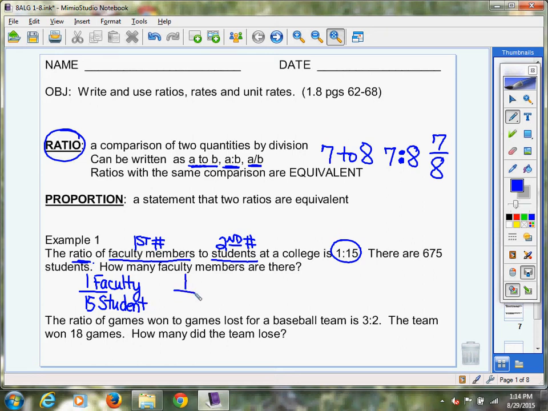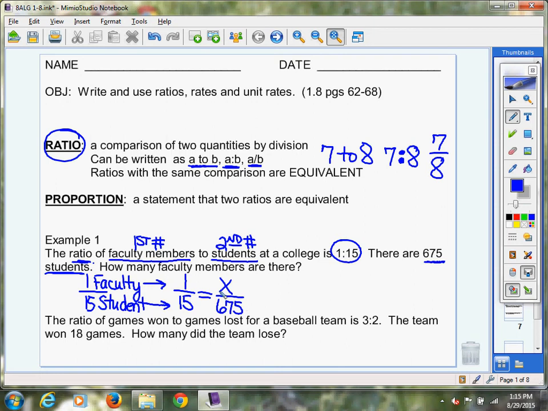So here's our fraction, 1 over 15. And we're going to set that equal because we have some more information that they gave us: 675 students. That's important because we can't stick the 675 just anywhere. We need it to line up. So if we've got faculty up top and student down bottom, then we need to put that student number in the same position on the bottom, because it's on the bottom in the first fraction. You have to maintain order that way. Faculty over student equals faculty over student.